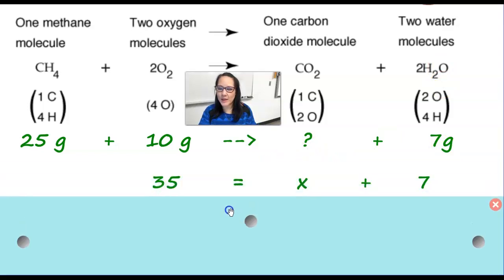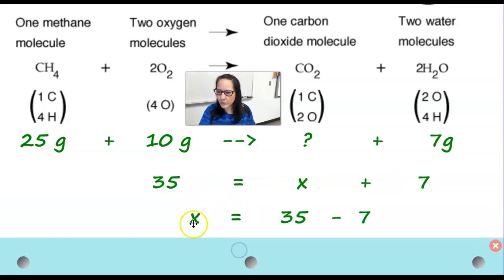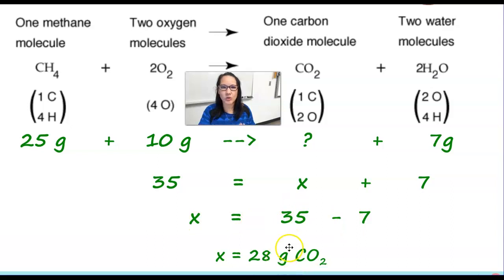So on the left side of this equation, we combine the total reactants to get 35 grams equals, because it has to equal your products, and then I don't know carbon dioxide, call that X, plus my water is 7 grams. Now it's a very simple algebra equation. We're going to subtract 7 from both sides. So we're going to get X is equal to 35 minus 7, and therefore X is equal to 28 grams of carbon dioxide.